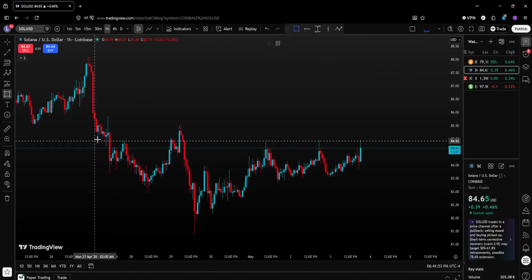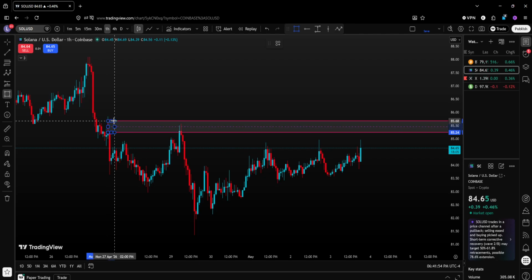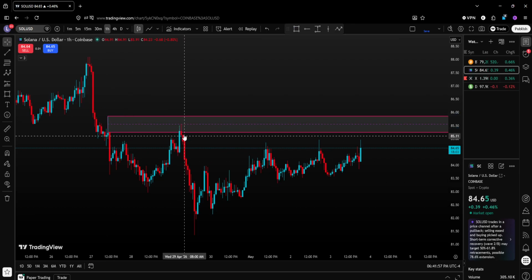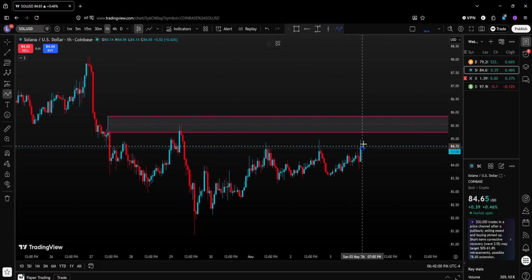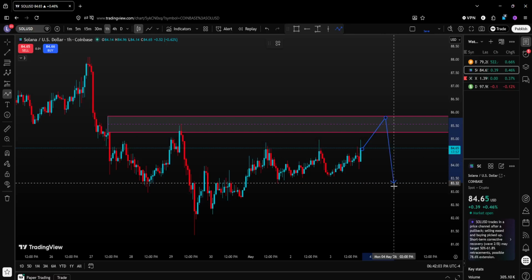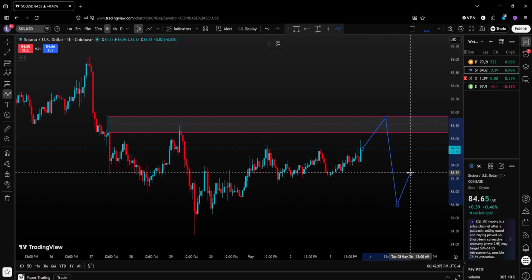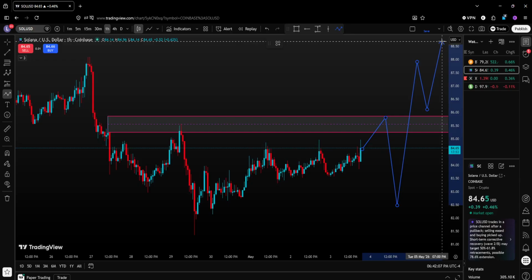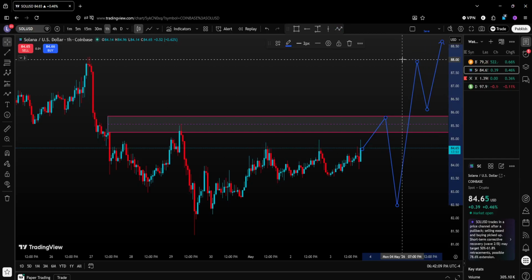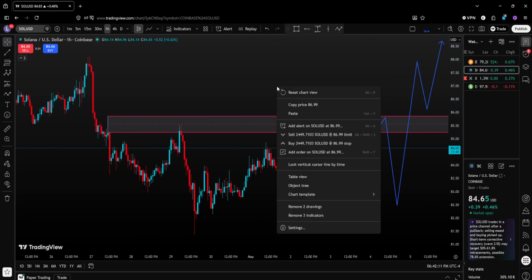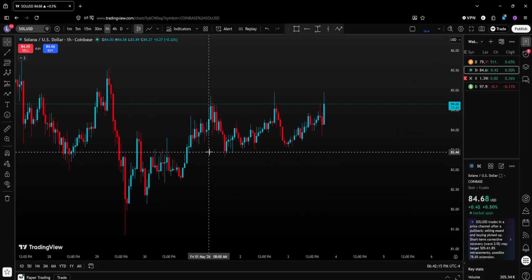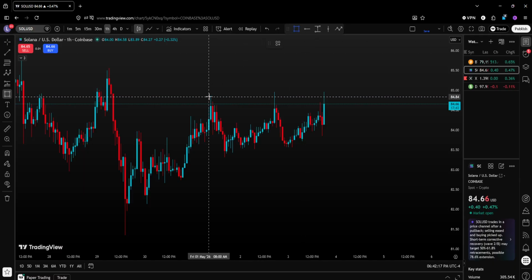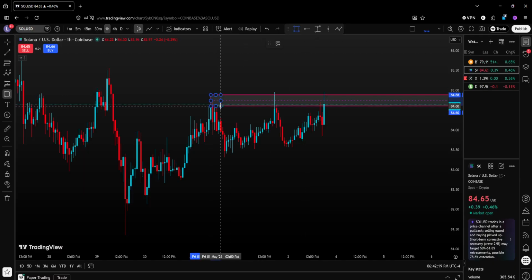So we have a point of resistance right here. Price tapped into it, rejected from off of it. So the next time price goes into it, it is more likely to reject off of it again. Could break through it and start a new uptrend, but only time will tell. That's an example of resistance. Let's use another example. We have some going on currently as we speak.